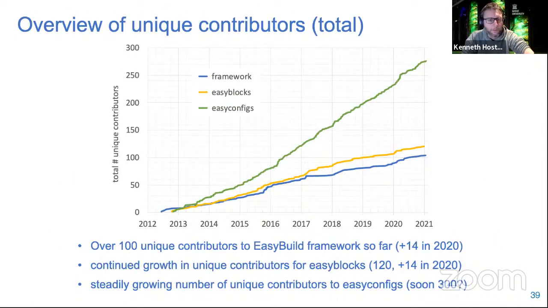Then looking at the number of unique contributors, so different people making contributions to EasyBuild. So that's still going up. We're still getting new people making contributions to the project. For EasyConfig files, we've crossed 250 different contributors. For framework, we crossed over 100 unique contributors to the project in the last year. So that's very good. And the lines are still slowly increasing.